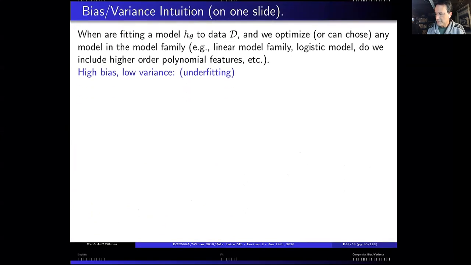Whenever we're doing some training, we can either have high bias, low variance, which corresponds to underfitting, or what we'll see in a second, which will go on the next slide. We're going to see a bunch of bullet points here, and then here we're going to have low bias, high variance.